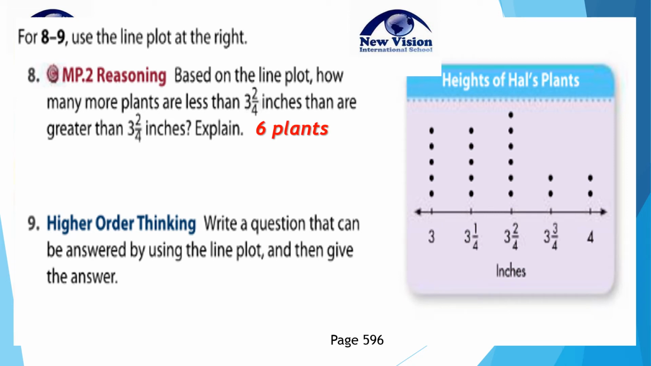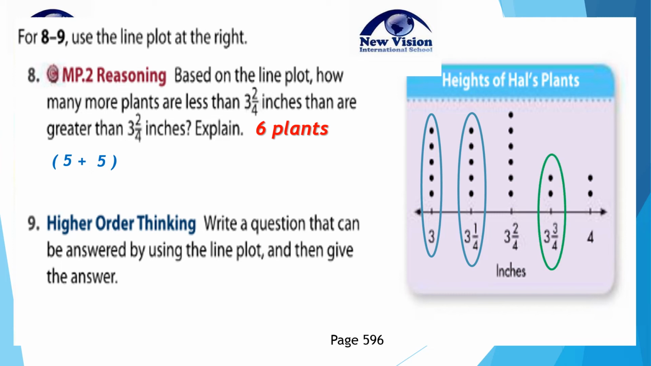How did we get it? Since we have 5 dots up of 3, and we also have 5 dots up of 3 and 1/4, we will just add 5 and 5. And after that, we have to count also the dots up of 3 and 3/4, which is 2, and also the dots up of 4, which is also 2. Again, we will add 2 and 2. Then after adding both sides, we have to subtract because we are comparing.